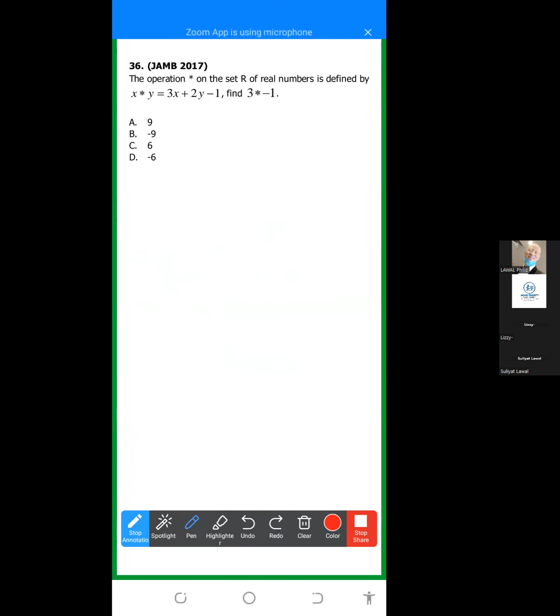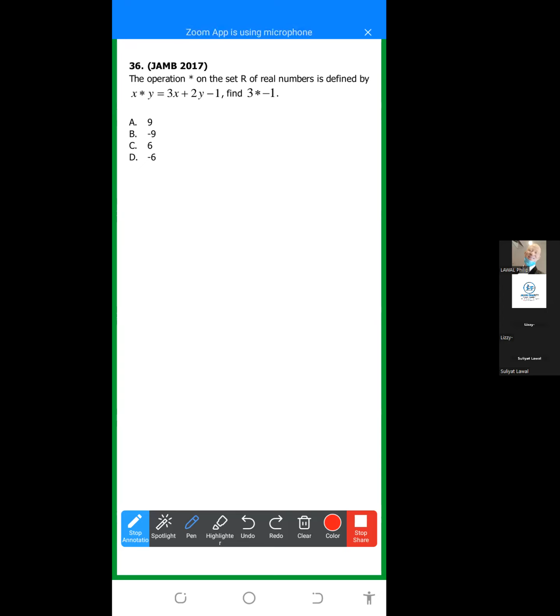So here, we have this question that says, this is the operation on the set of real numbers. And they ask us to find 3 star minus 1. So anywhere you see x, you put 3. Anywhere you see y, you put minus 1.